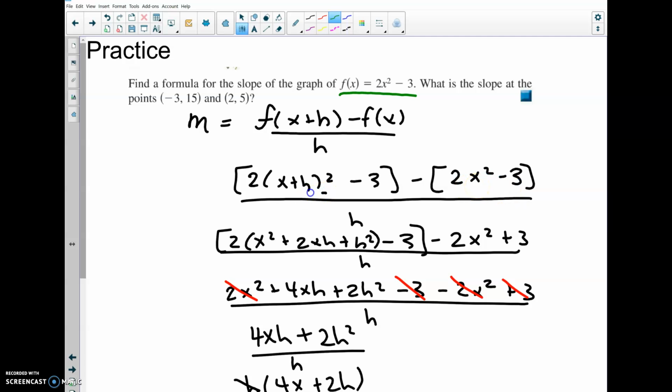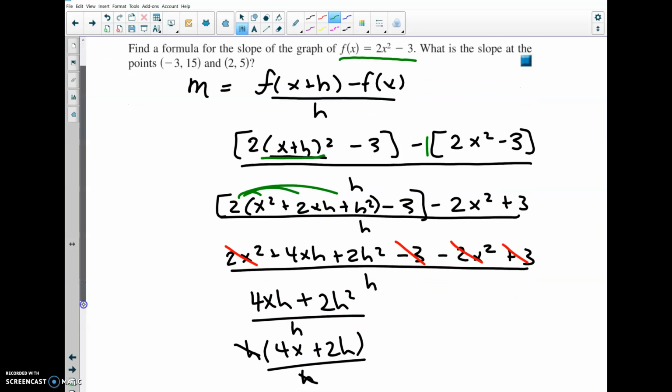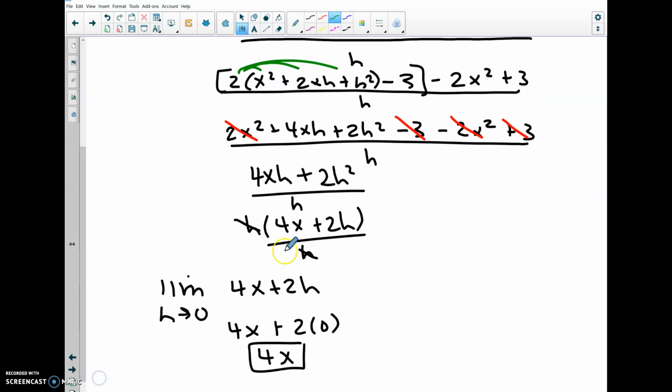So we have to FOIL, distribute the 2 to each piece, distribute this -1 to each piece. I canceled it out and simplified, combining any like terms. 4xh plus 2h squared all over h. I factored out the common factor of h, canceled it.